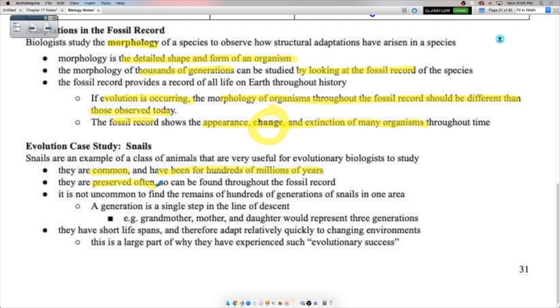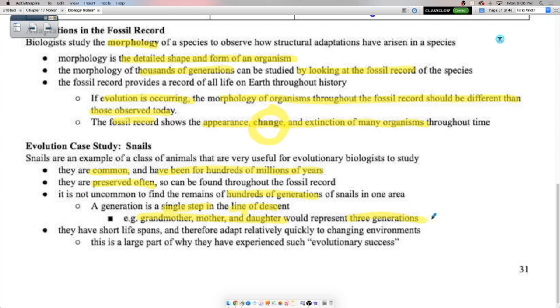It is not uncommon to find the remains of hundreds of generations of snails in one area, which lets you look back and say, okay, what were snails like a long time ago and what were they like all the way up to now? That's really good for studying the history of morphology and the history of adaptations in a species. What's a generation? It's just a single step in the line of descent. So, for example, grandmother, mother, and daughter, that's 3 generations, right? Grandmother's 1, then she had the mother, so that's now 2 generations, and the mother had a daughter. That represents 3 generations now.